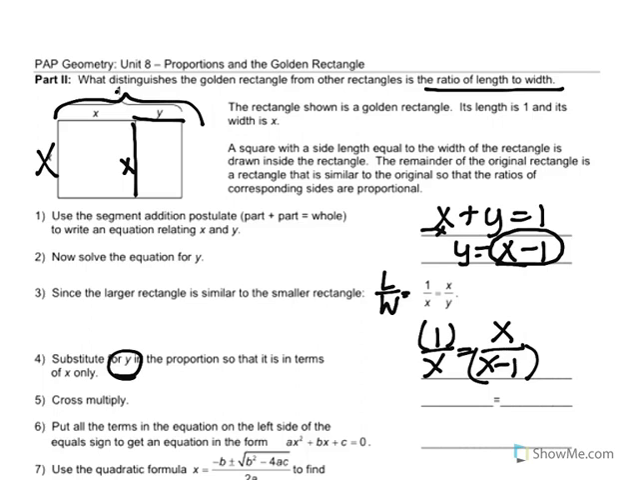So we get x squared, and that is equal to 1 times x minus 1, which equals x minus 1. So we did our cross products. Now, it says put all the terms in the equation on the left side. We want to set it equal to 0. So we have x squared. We're going to subtract x, and we're going to add 1. So we have minus x plus 1. Did I do that right?